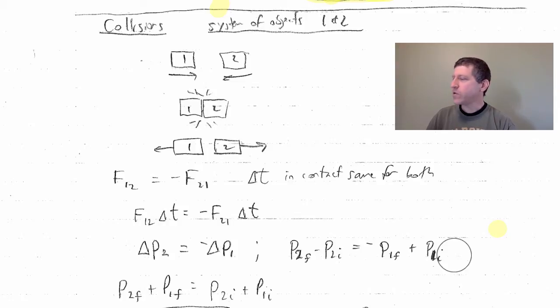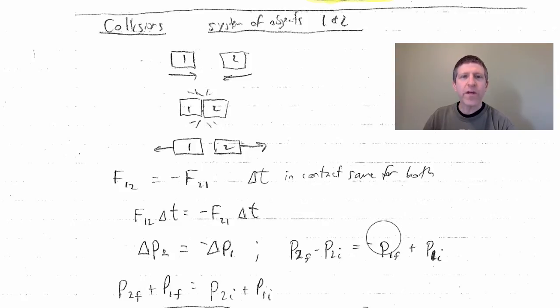So in this situation, what we've got here is two objects, object 1 and object 2, and they're heading towards each other with some velocity. They collide, and you can see the universal collision symbols there, those lines coming out, and then they bounce away from each other. That's the situation that we're going to analyze at first.